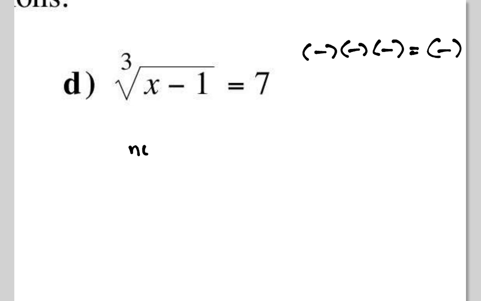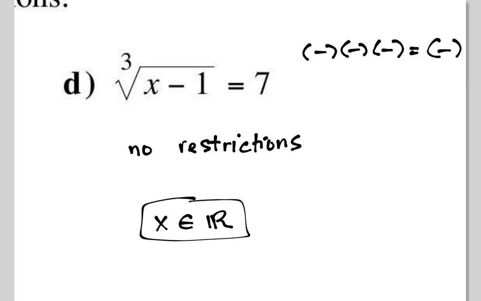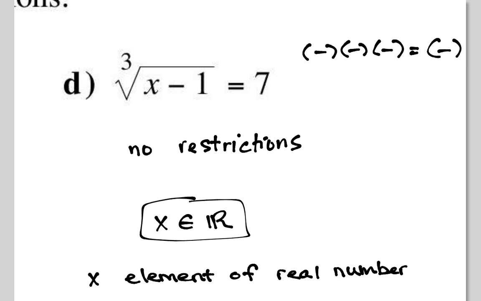So there are no restrictions on this one. Do you guys know how to write no restrictions mathematically with symbols? That thing. You probably recognize that. That's an x element of the real number system. Basically, x can be any number that you can possibly think of at the high school level. X is any real number. It could be an integer, it could be a decimal, it could be negative, it could be irrational, it could be anything.